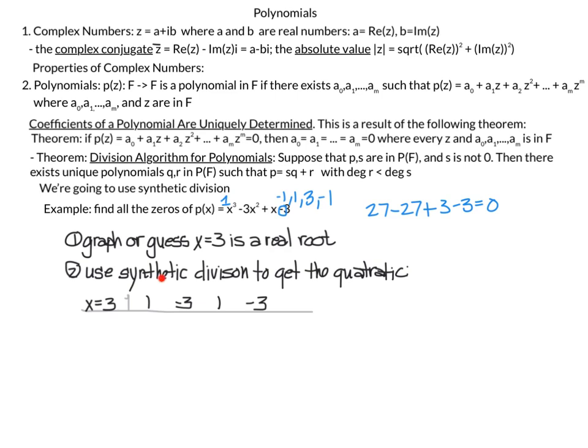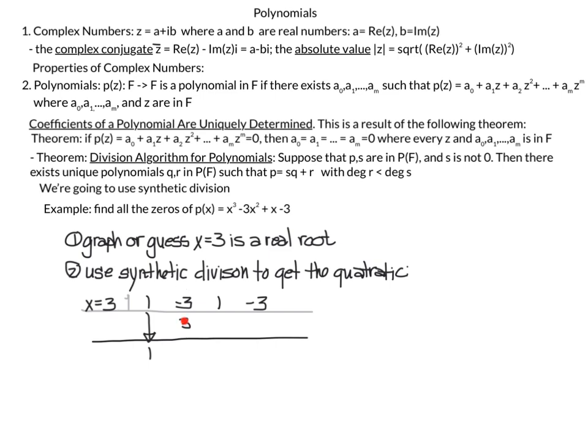And then we're going to use synthetic division to get the remaining quadratic. So in other words, we have x equals 3, then we take these coefficients: 1, minus 3, 1, and minus 3. The first thing we do is bring down our first number, which is 1. Then we're going to do 3 times 1, which is equal to 3.